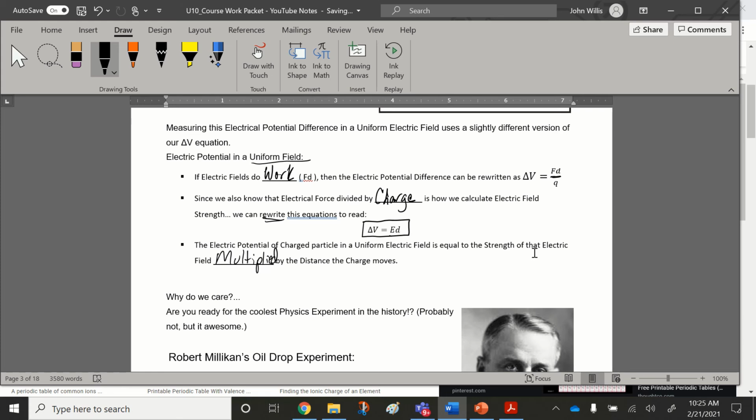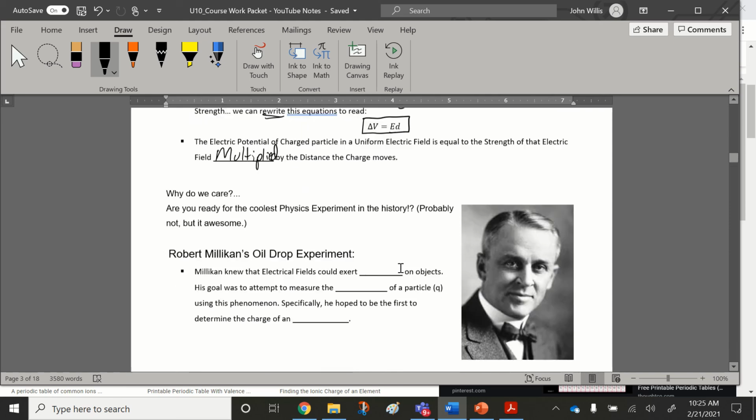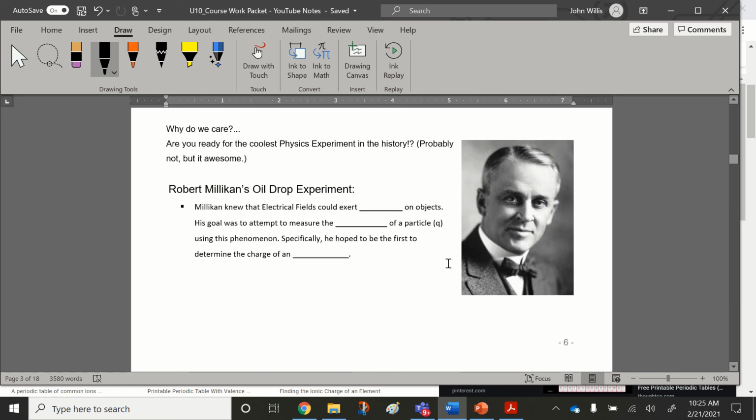But my point here is that this is one of the best experiments that we have ever done using electric fields, and it led to the discovery of how much electrical charge an electron actually has. It told us the exact quantity of charge that fundamental building block of the universe contains. And so this answered a lot of questions after we figured out exactly how much that charge really was.